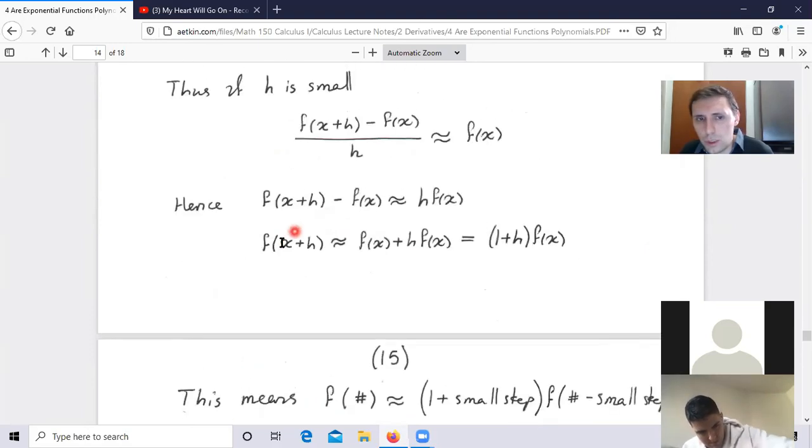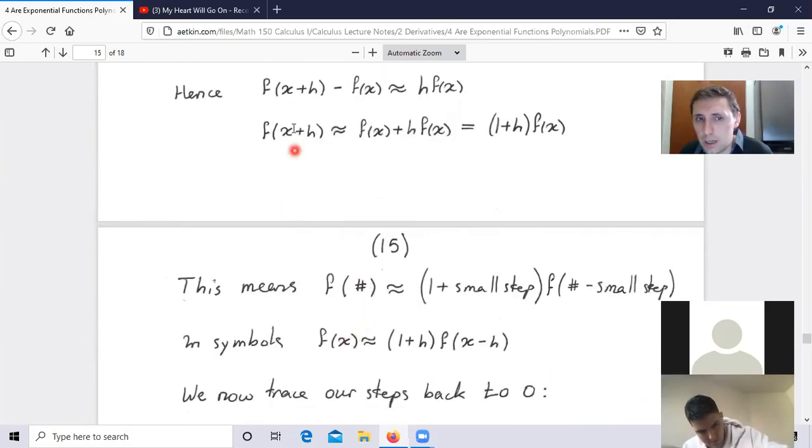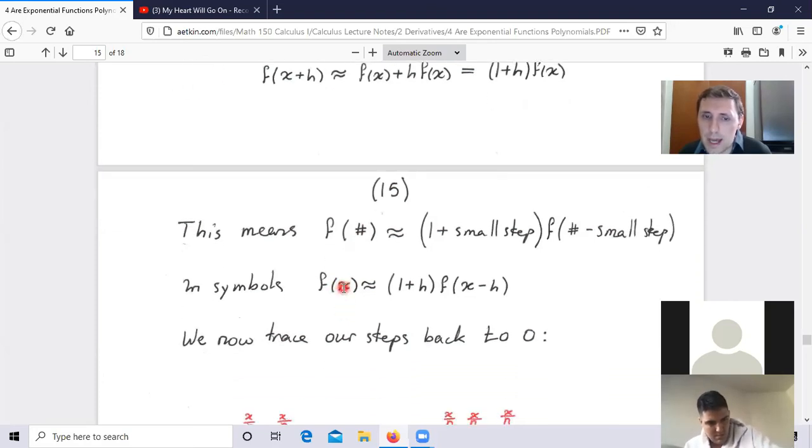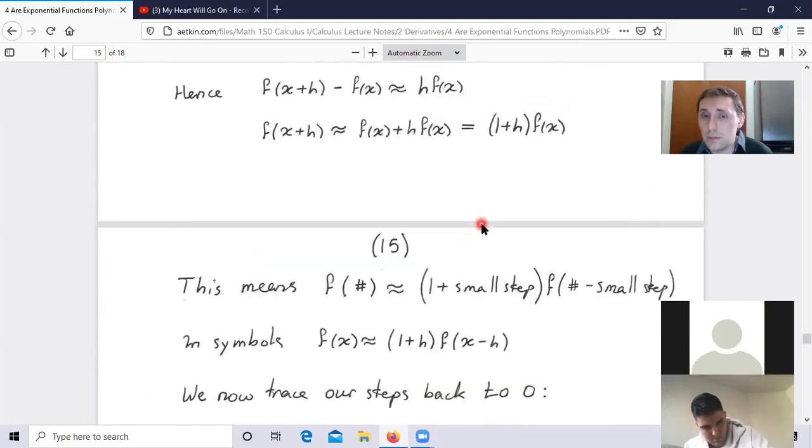You understand? You look at it, here is X plus H and here is X. They are not the same thing here. I just kind of use this idea. I write this thing instead of using, what is it, hashtag? I use X. Do you understand? So this function at some number is one plus a small step back multiplied by the function of the number minus the small step back. That's what I noticed from this formula.